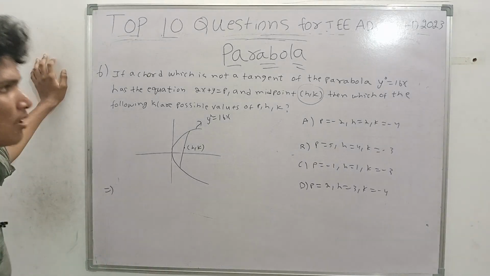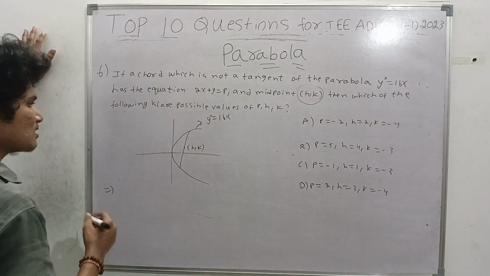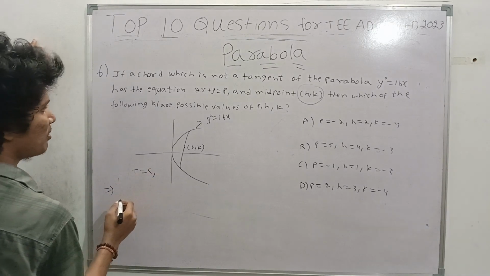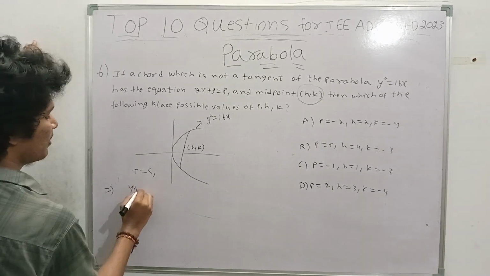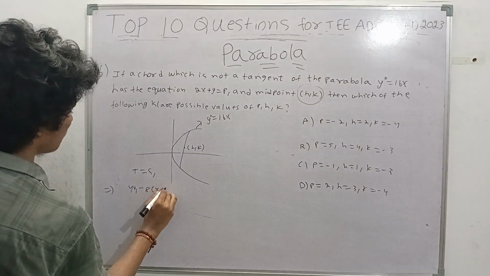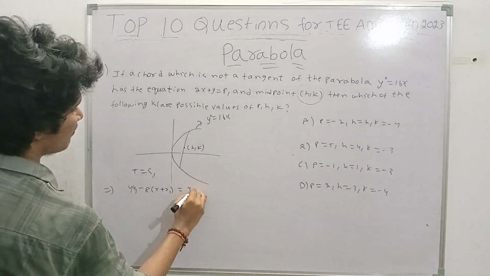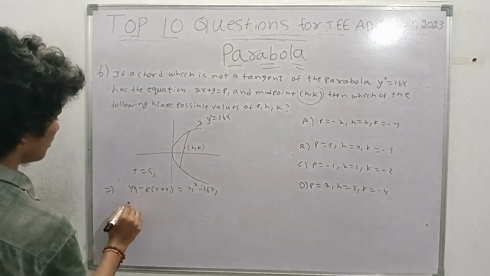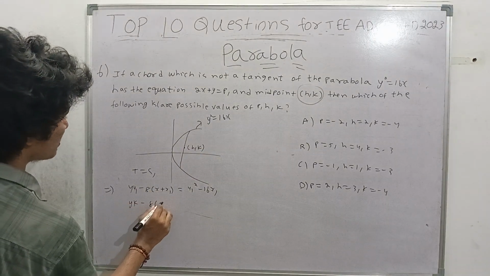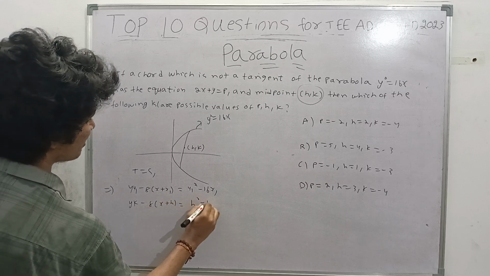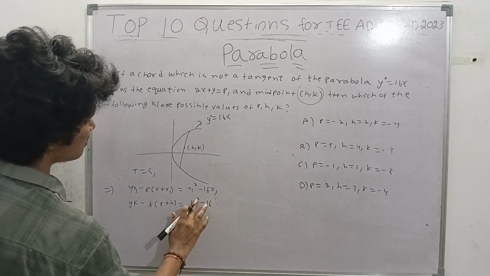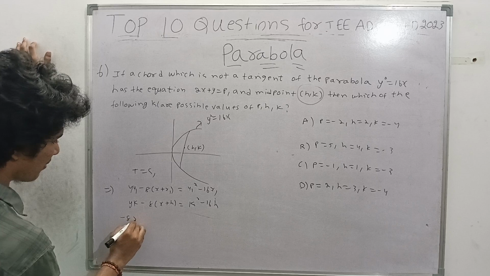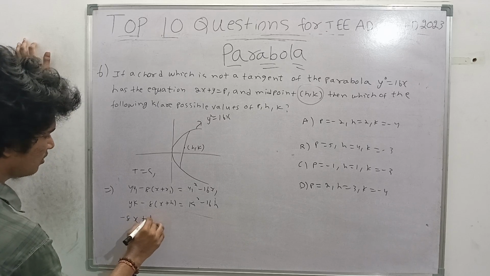When the chord midpoint is given, what is the chord equation? It will be T equal to S1. What is T? The transformed equation of the parabola, that is y y1 minus 8 into x plus x1 equal to y1 square minus 16x1. What is x1, y1 here? At this point h comma k. So y into k minus 8 into x plus h equal to k square minus 16h, like this. Now if you observe carefully, it will be minus 8x plus ky.